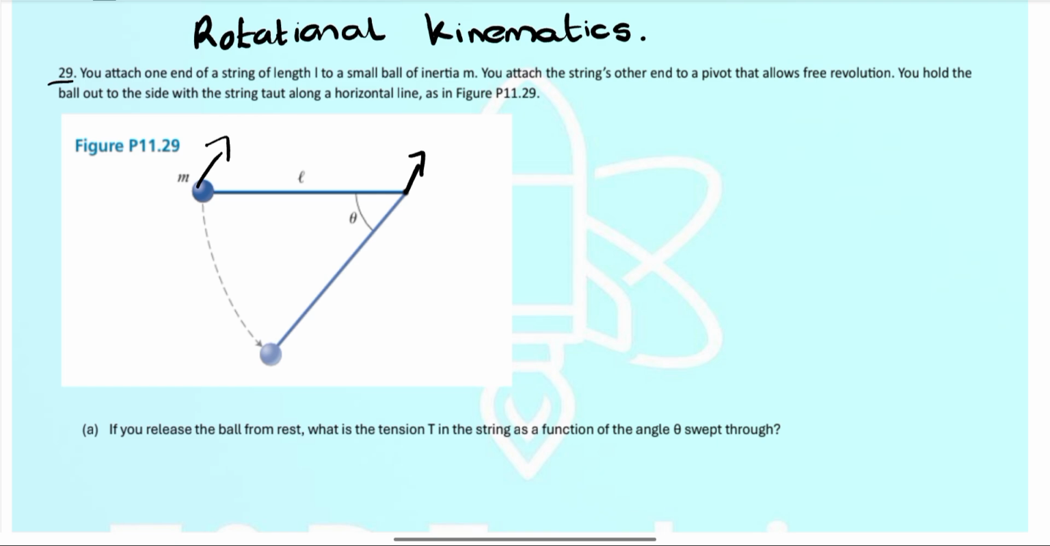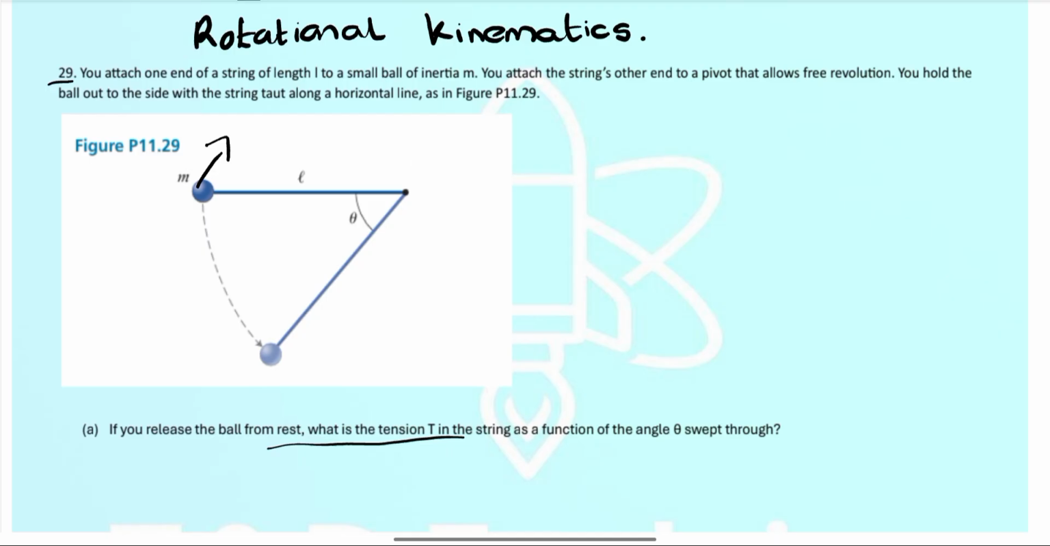You hold the ball out to the side where the string tilts along a horizontal line, as in figure P11.29. So the question says, if you release the ball from rest, what is the tension T in the string as a function of the angle theta swept through?